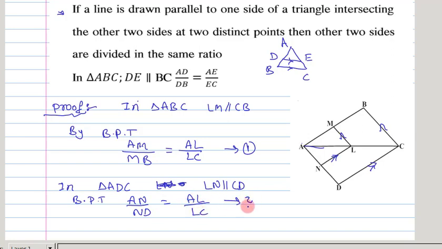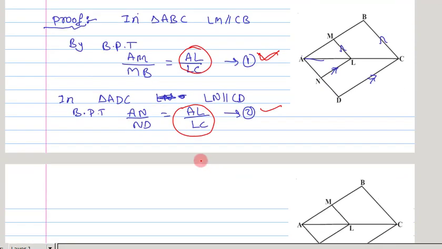This is our second equation. If you observe equation 1 and equation 2, in both equations the RHS parts are equal. What are the RHS parts? They are Ln by Lc, Al by Lc and Al by Lc. So in both equations the RHS are equal, so we can write the LHS also equal. If the RHS parts are equal, the LHS parts are also equal.